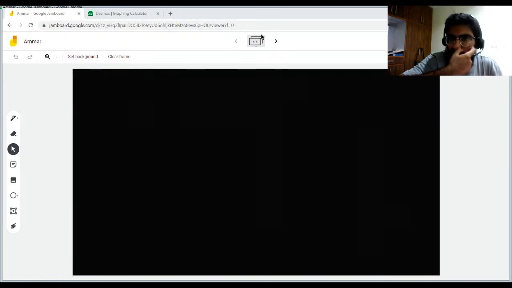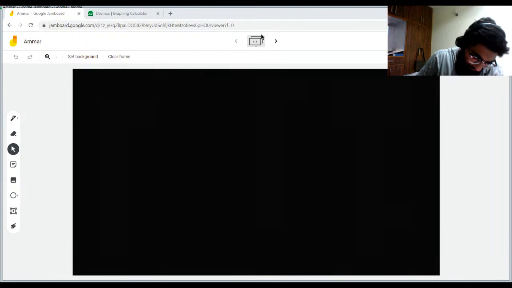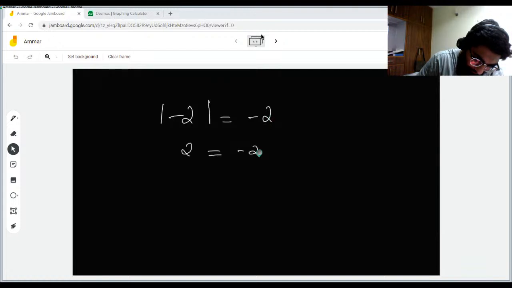Let's put this minus 2 in the original question. So it would become minus 6 plus 4 mod, or minus 2 mod, will be equal to minus 2. But it's not. It's correct though.